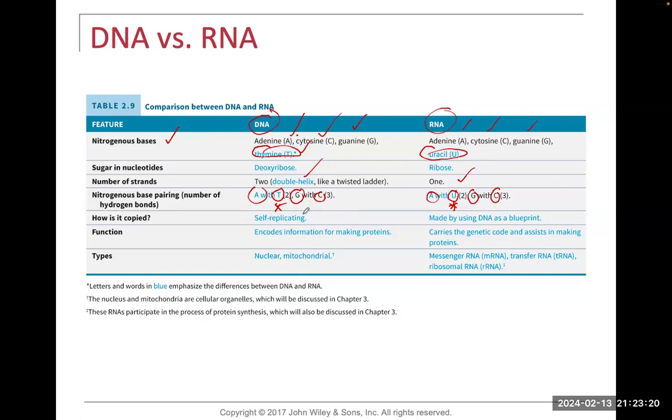All right, DNA is self-replicating, and RNA is made by using DNA as a blueprint. The function of the DNA, it encodes the information that's needed to make protein. The RNA carries the genetic code and actually makes the proteins. In terms of types of DNA, there's nuclear DNA and mitochondrial DNA. We get all of our mitochondria from mom. And the types of RNA are the messenger RNA, transfer RNA, and ribosomal RNA.